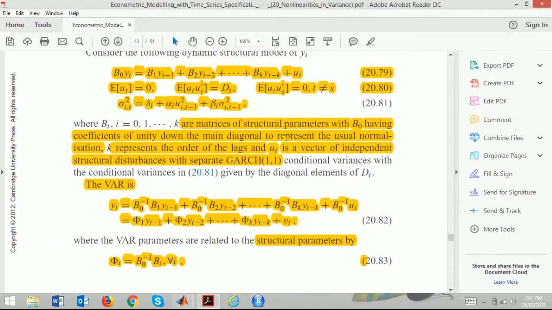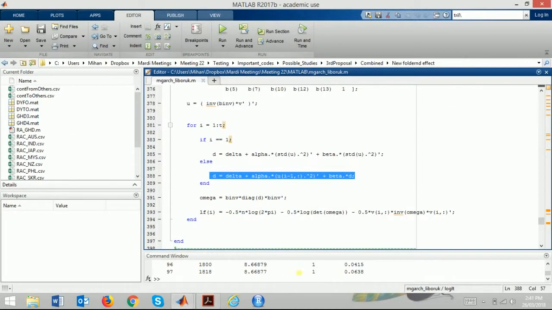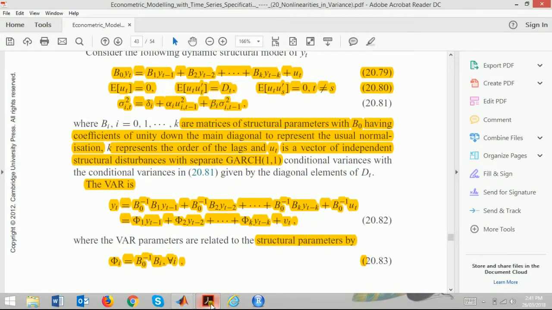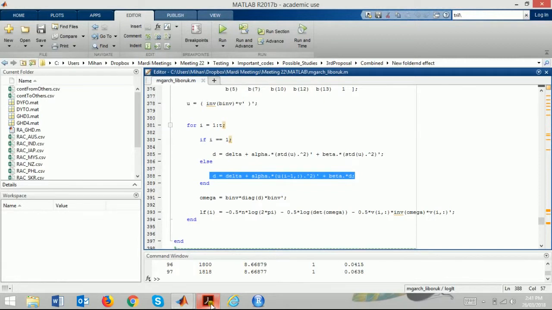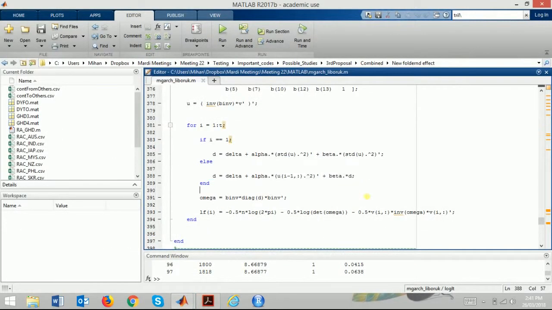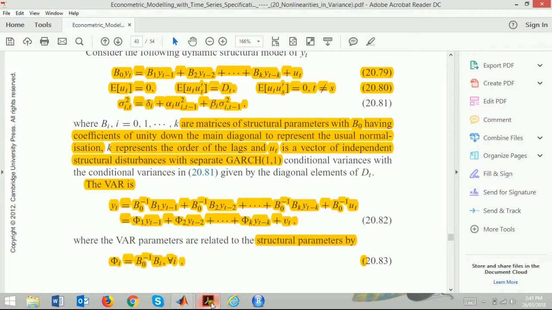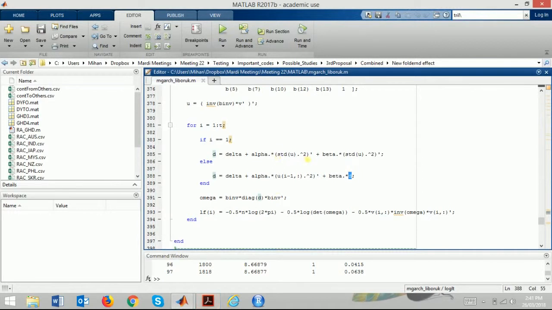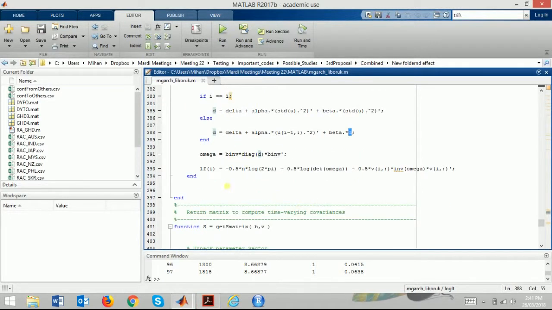The GARCH equation: alpha, beta, sigma squared, u squared, sigma squared, delta. This is t, but in the case of multivariate, you multiply by d, u squared u i minus 1. You don't square it, u becomes i minus 1, because here you just have one u. Then this is omega, and then this is the function.